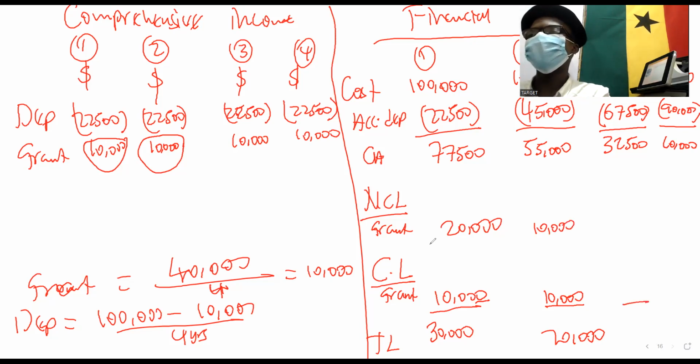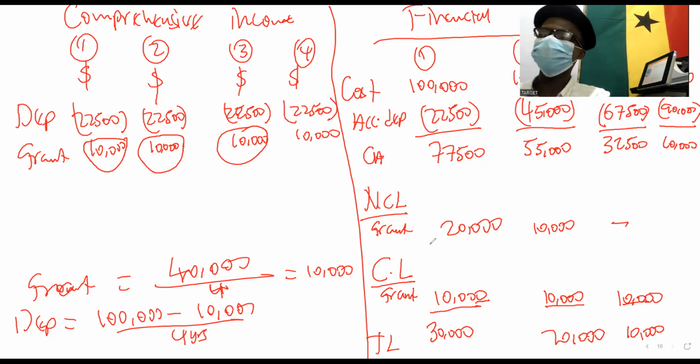Non-current. Then in year 3, we have released 10, 10, 10, making 30. So the balance of the grant is what? 10,000. And this 10,000 released next year becomes the current liability. At the end of the day, we are done. And everything must be the same. These answers are the same. If you like, check.